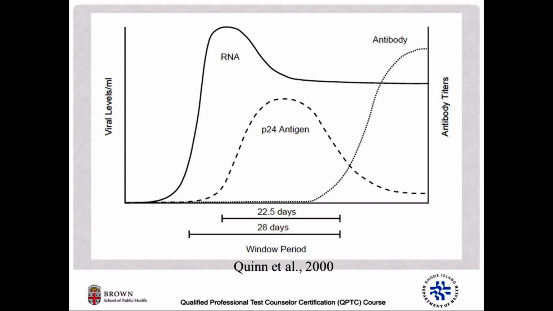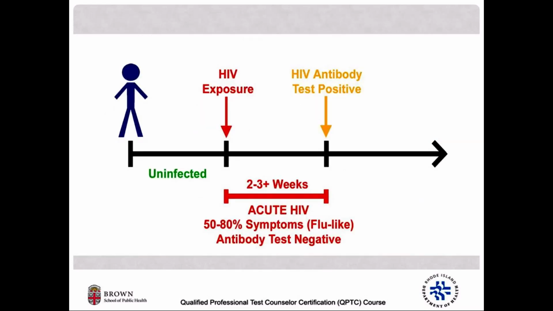And you can see that we now have some tests that actually detect the P24 antigen and that we can detect HIV earlier. You can see the final dotted line labeled antibody is when the HIV antibody tends to appear, and they tend to appear about 28 days after you're first infected with HIV. So it's really critical to tell people that in general these tests tend to detect HIV several weeks after you may have been infected. So that's important to keep in mind when counseling someone.